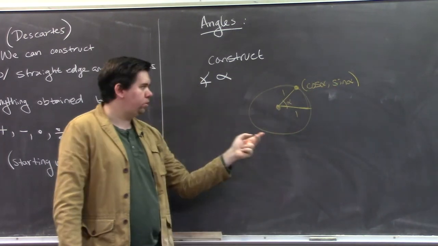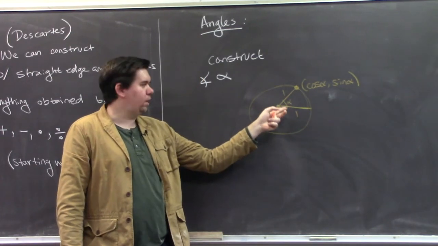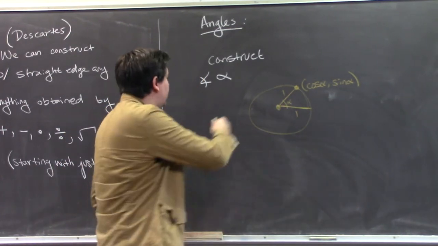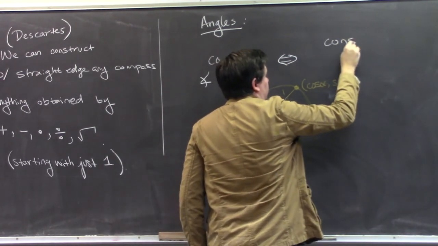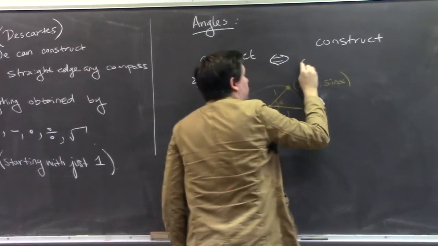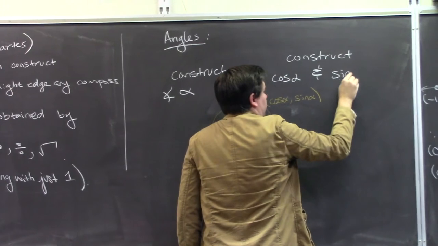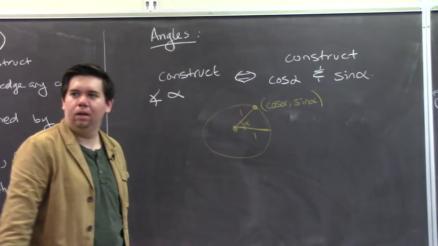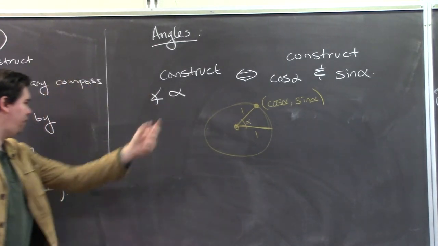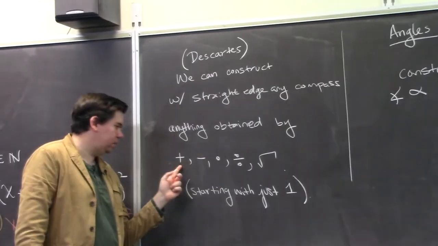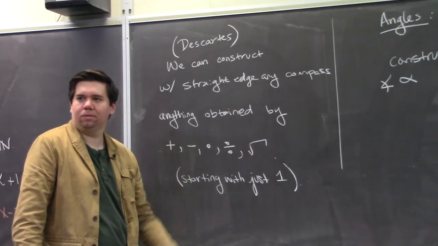And then the converse is true too. If you can construct cosine of alpha and sine of alpha, you can construct angle alpha. So constructing angle alpha is really the same as just being able to construct cosine alpha and sine alpha. And we know we can construct cosine alpha and sine alpha when those are values that are just the result of addition, subtraction, multiplication, division, and square rooting of rational numbers.